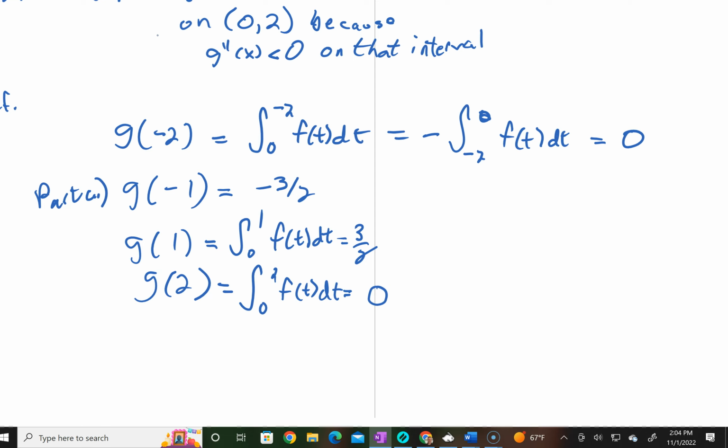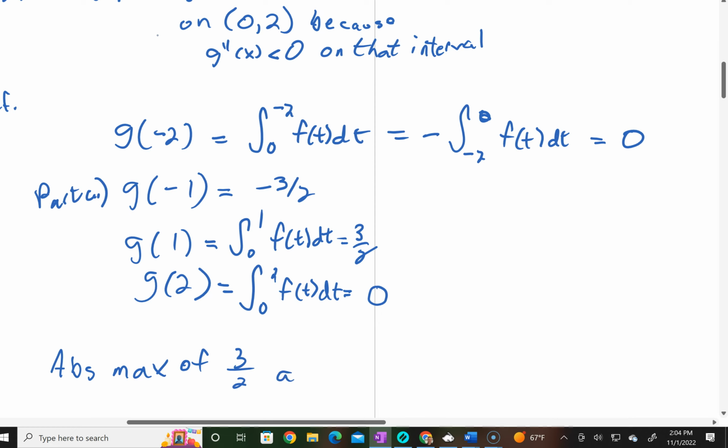So we're not done until we write it out. We've got an absolute max of what? 3/2 at x equals 1. We've got an absolute min of -3/2 at x equals -1.